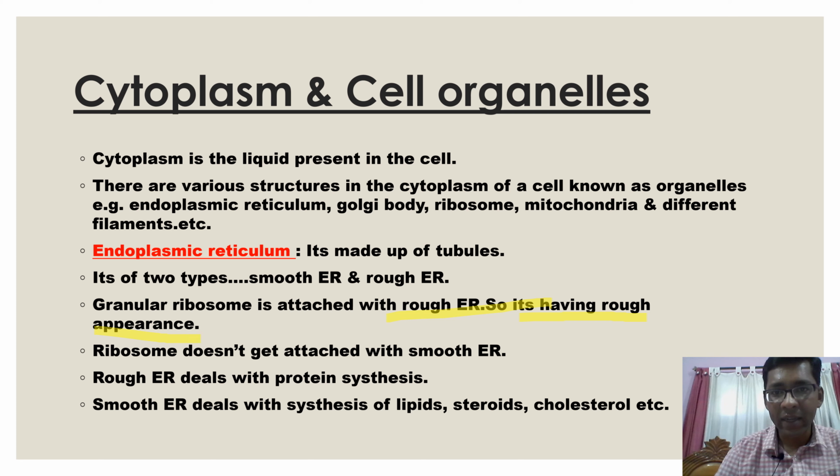Ribosome does not get attached with smooth endoplasmic reticulum, so its appearance is smooth. Rough endoplasmic reticulum deals with protein synthesis, a very important line, and smooth endoplasmic reticulum deals with the synthesis of lipid, steroids and cholesterol. These two lines are very important functions of the endoplasmic reticulum.